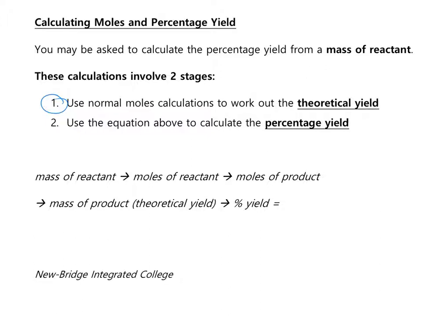As I said before, the moles calculations we've been doing up to now always give us the theoretical yield. In theory, how much of a product would you produce? And then use your equation to calculate the percentage yield. So we're going to do it like that. Do these like we've always done before. We'll get given a mass of reactant.